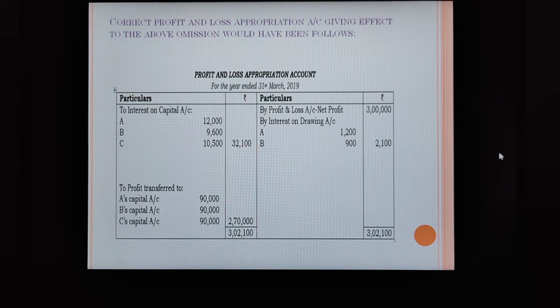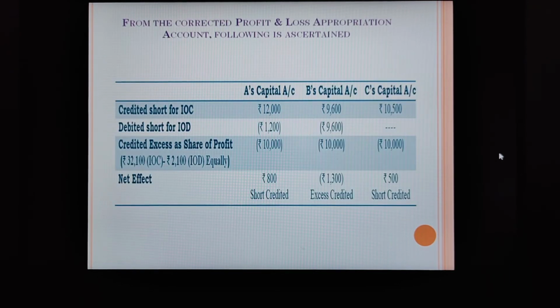See, by profit and loss account, net profit 3 lakh will be there. Now interest on drawing is an income for the firm, so 2,100 will go at the credit side. Interest on capital will come as 12,000, 9,600, 10,500. So after deducting 32,100 from 3 lakh 2,100, we will be left with 2,70,000, and this 2,70,000 will be distributed among the partners in the equal ratio. This is the profit and loss appropriation account that we need to create, or that is what is expected from the partnership firm.